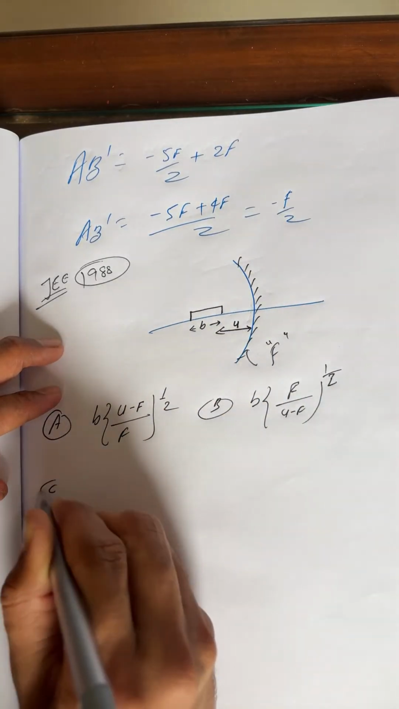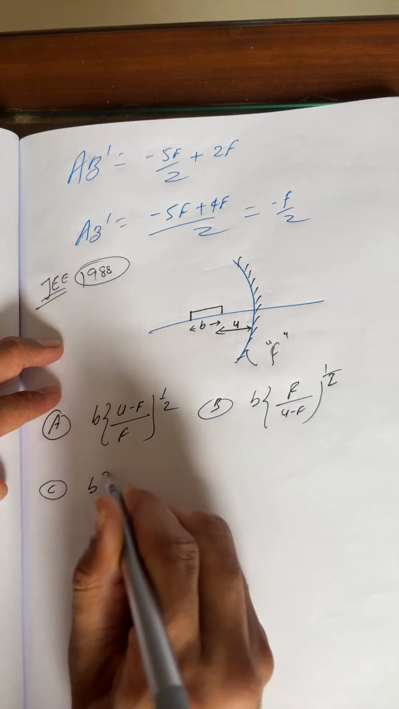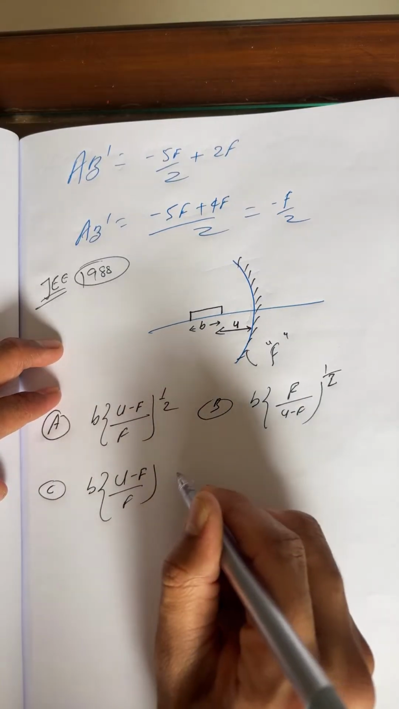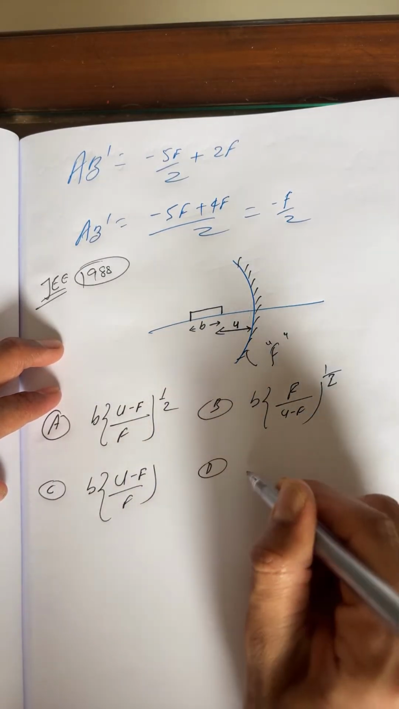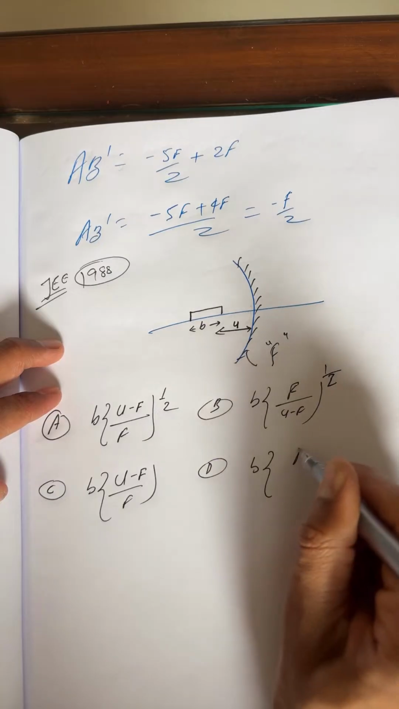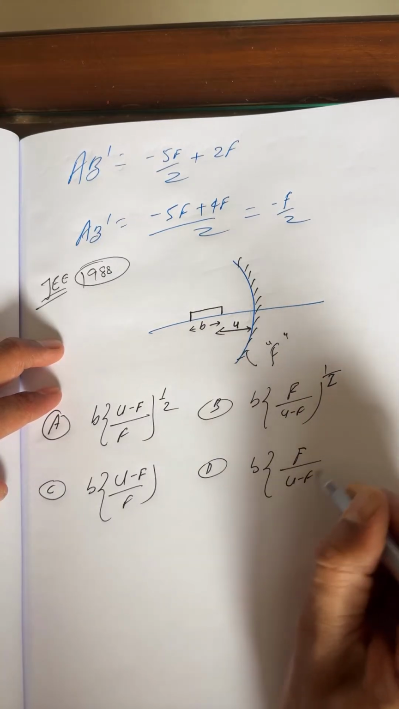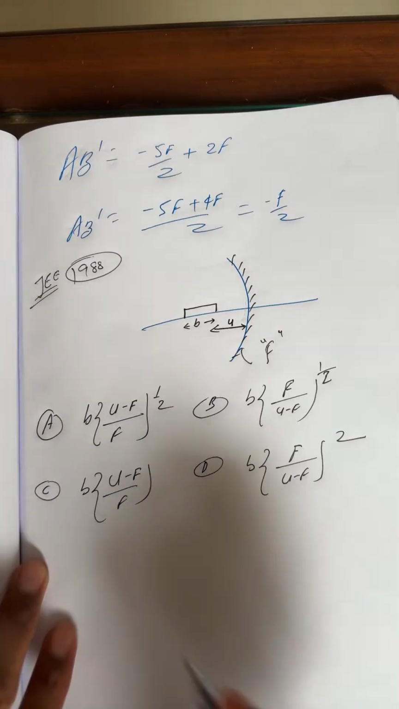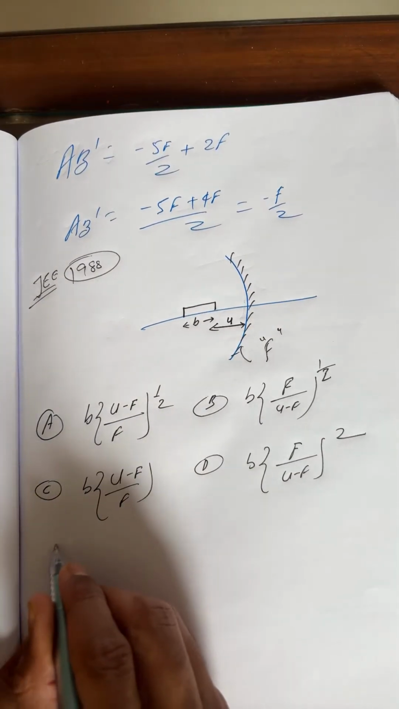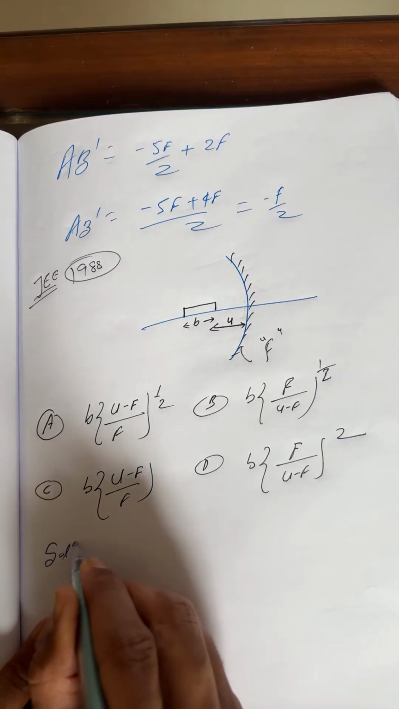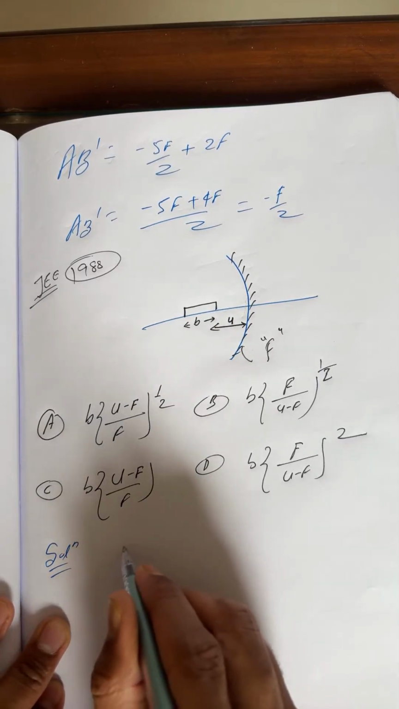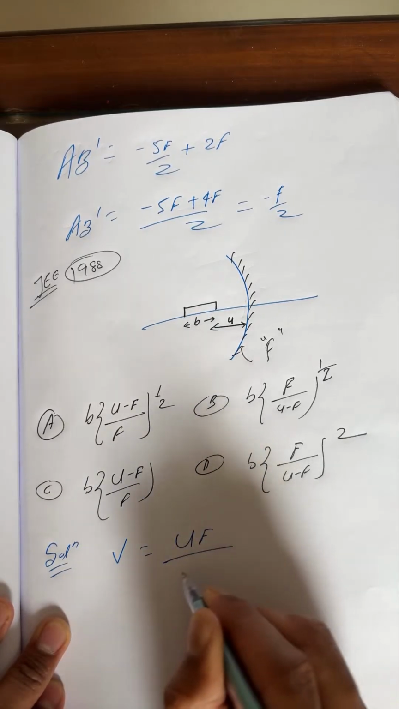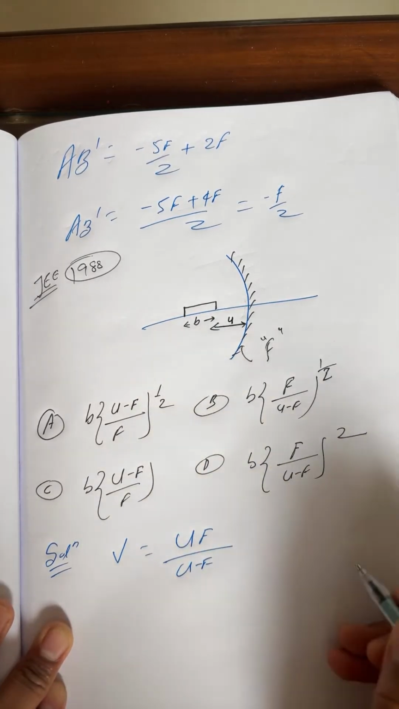The next is 1 by 2, b into u minus f, and b into f upon u minus f whole square. So come to the solution of this question. First, you can write the value of v. This is u into f upon u minus f.